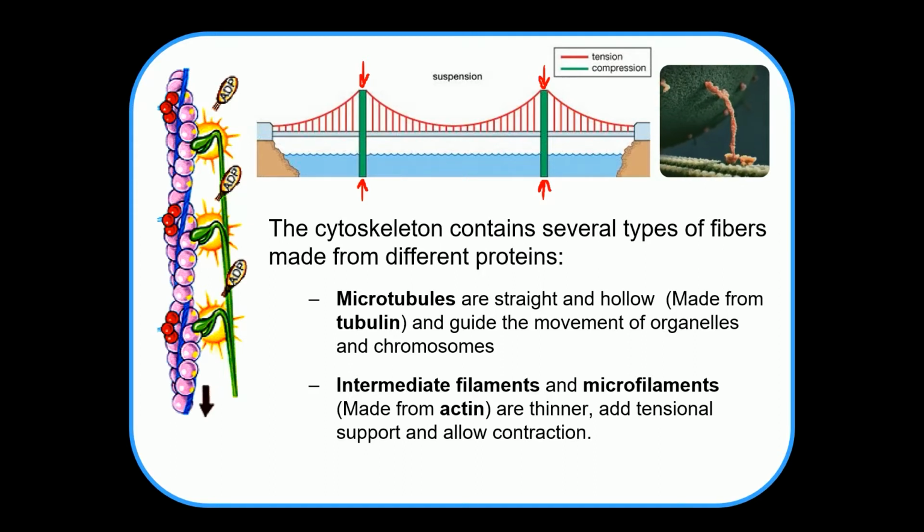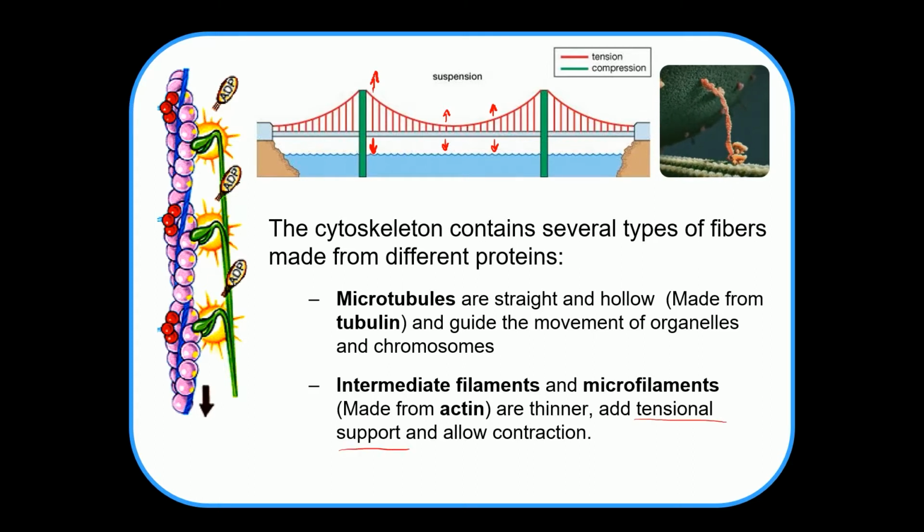Now, the suspension parts, the red filaments, the wires, are having the opposite problem. They have the weight of the bridge pulling down on them, and then they have tension from the cables above pulling up on them. So they're not being compressed. They're actually being pulled apart. They're being pulled away at both ends. They need to offer tensional support, and that's what the intermediate filaments and microfilaments of the cytoskeleton do.